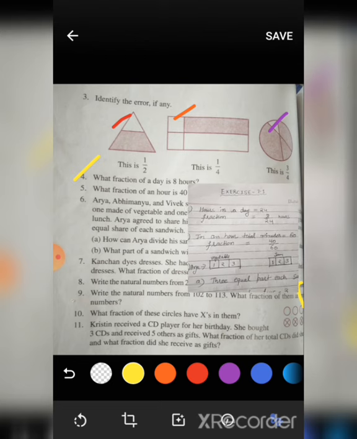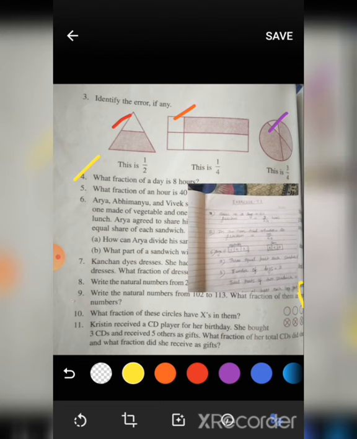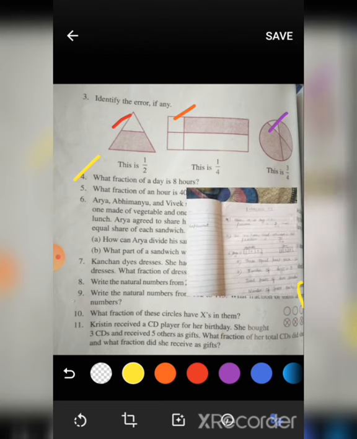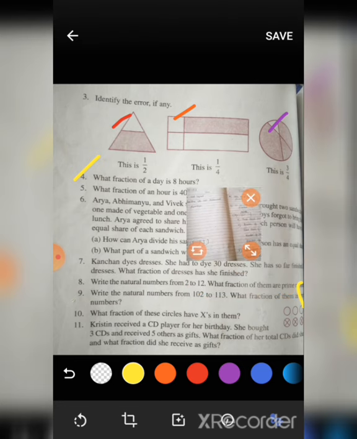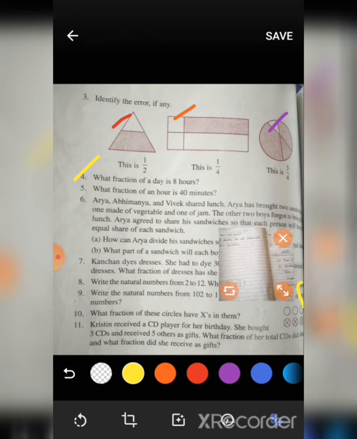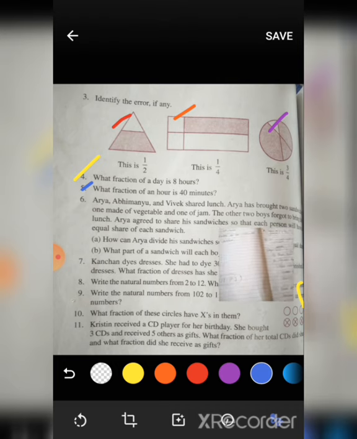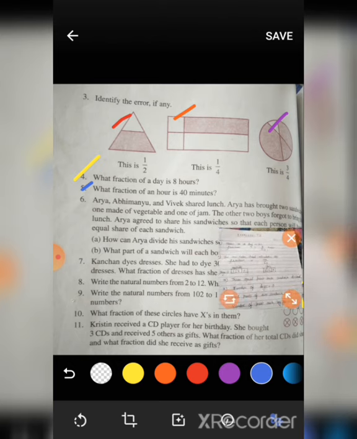Okay, now question number 5. What is our fifth question? The fifth question is: what fraction of an hour is 40 minutes? So you know, in an hour there are how many minutes? In an hour there are 60 minutes.